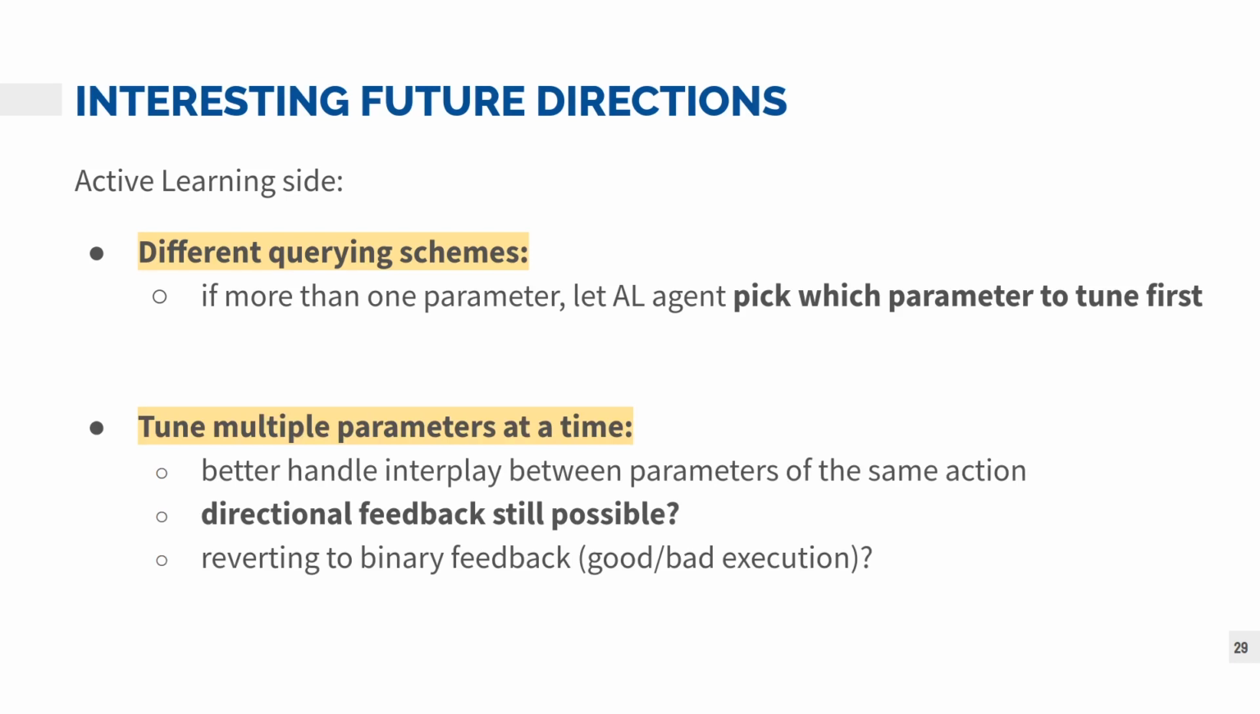Another improvement would be to tune multiple parameters at the same time. On one hand, this would allow queries to capture the relation between different parameters. On the other hand, however, we don't know if users would be able to reliably express directional feedback in this scenario. Maybe a simpler but less powerful binary feedback should be used instead.